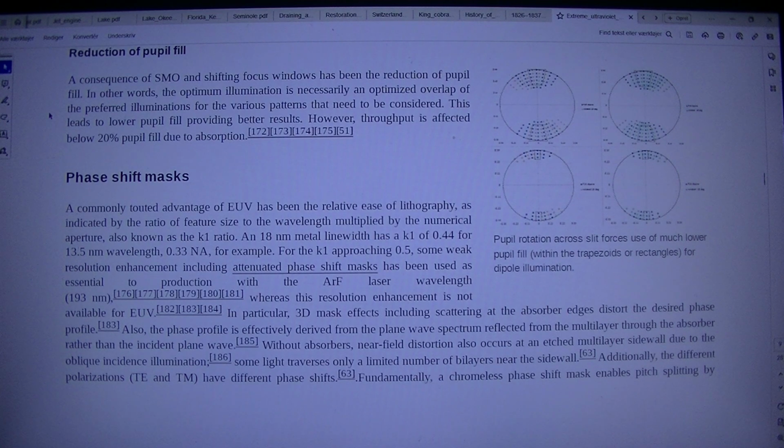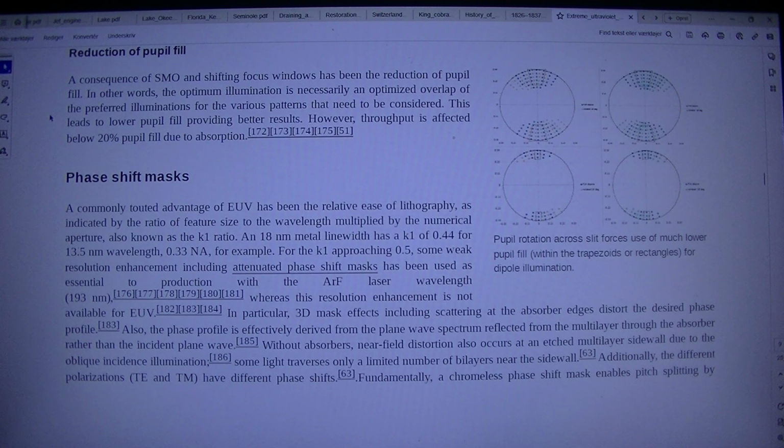For the K1 approaching 0.5, some weaker solution enhancement including attenuated phase shift masks has been used as essential to production with the ArF laser wavelength, 193 nm. Whereas this resolution enhancement is not available for EUV.